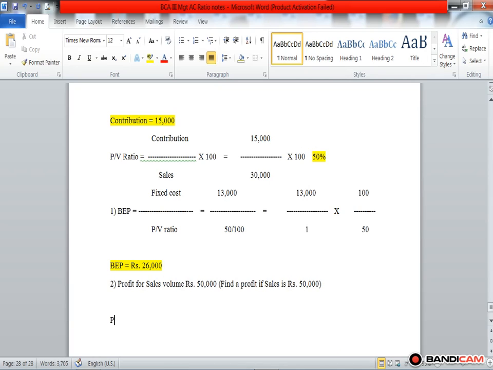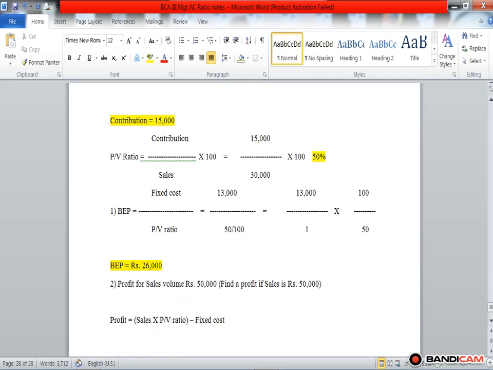So profit is equal to sales multiplied by PV ratio, bracket complete, minus fixed cost. So put the values, put the figures in the formula. Here sales is given, PV ratio is found, and fixed cost is also given.